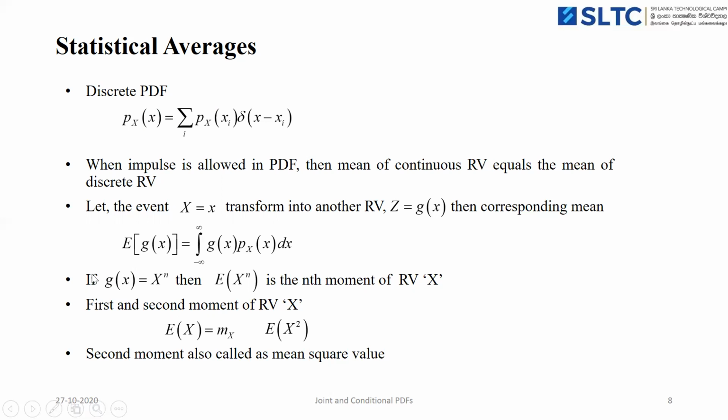If the function g(X) is X to the power n, then we get E of X to the power n, that is the nth moment of the random variable X. Let us look at the first two moments. E of X is the mean of the random variable, that is the first moment, m_X. The second moment is E of X squared, the expectation of the random variable X squared. The second moment can also be called the mean square value.